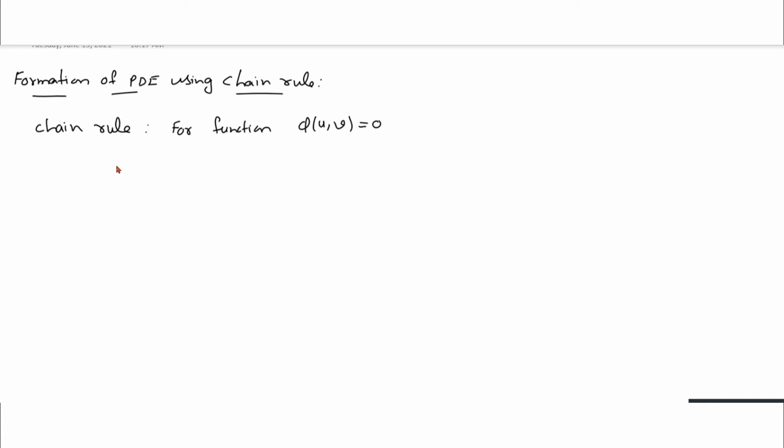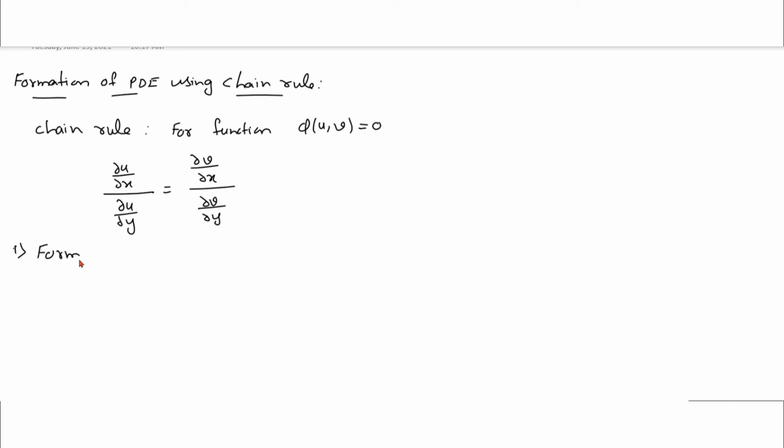So the chain rule in this case will be dou u by dou x whole divided by dou u by dou y is equal to dou v by dou x whole divided by dou v by dou y. So this is the chain rule. So when to use this chain rule? Whenever the equation is of this form, phi of u comma v is equal to 0. So let us take the first question.